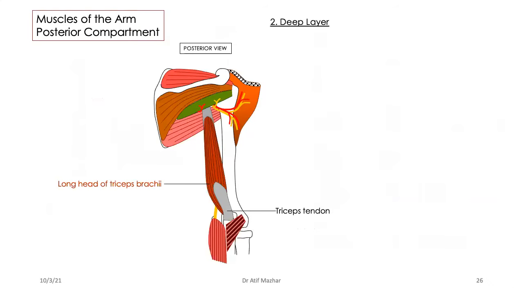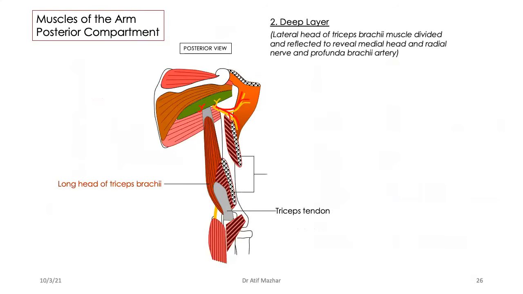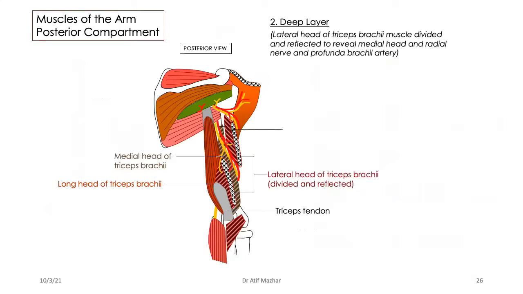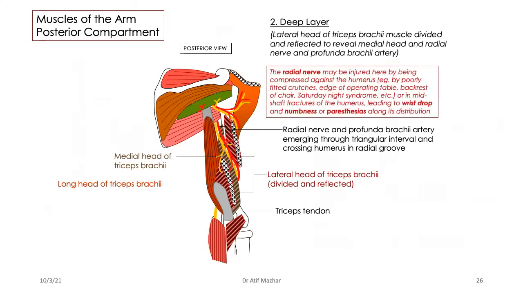Now we were here. The muscle has been cut. So now you can see here the spiral groove, the place we have seen in the mid-shaft fracture. Over there, the radial nerve, profunda brachii artery and vein. Are we good?